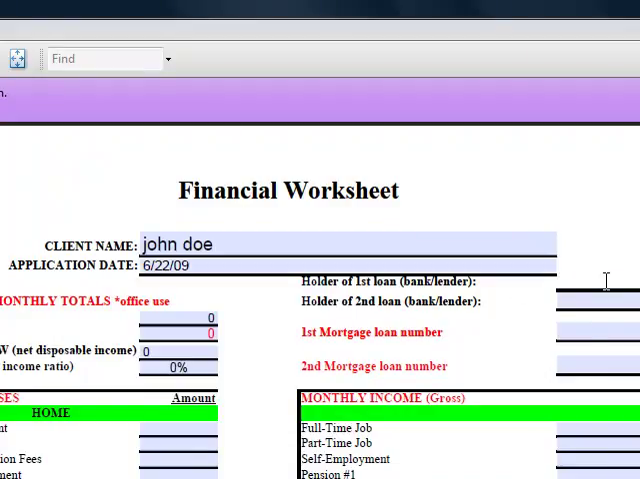Now, what we want to do is go to the right-hand side for the first mortgage lender. Who is it with? Let's put Washington Mutual, WAMU. The second is with Bank of America. Fill out the mortgage loan number correctly, as well as the second mortgage loan number correctly.